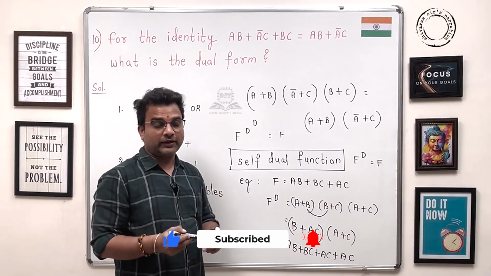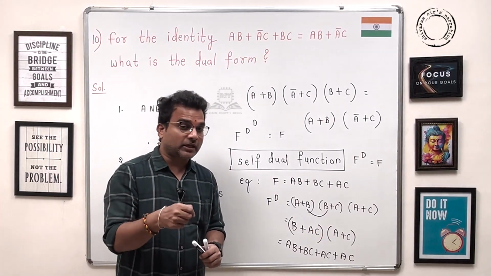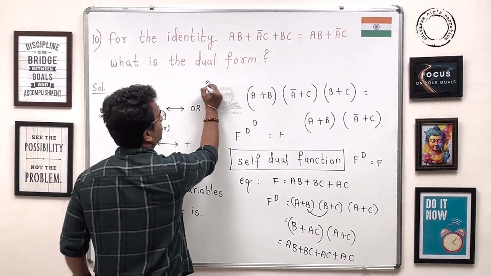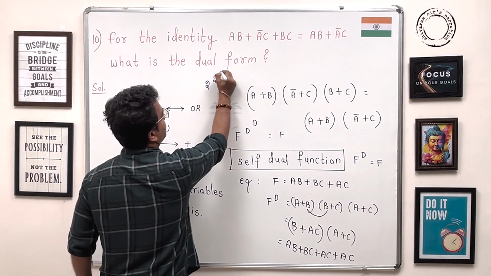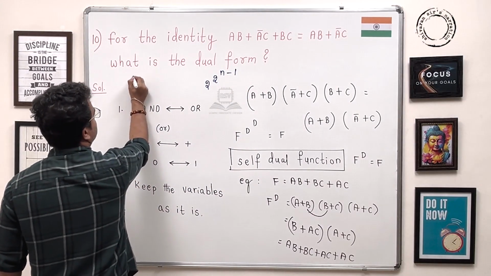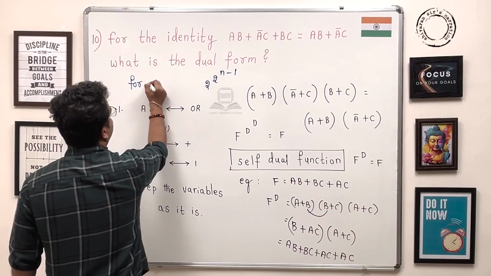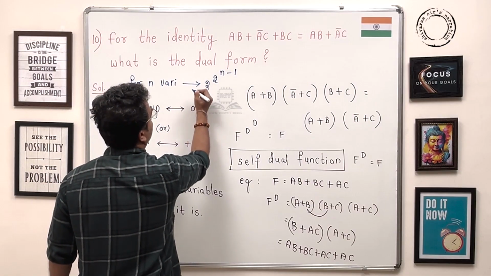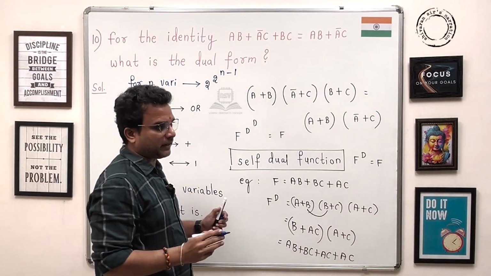And you know, for n variables, what are the self-dual functions? It follows 2 power n minus 1. For n variables, the self-dual functions are 2 power n minus 1.